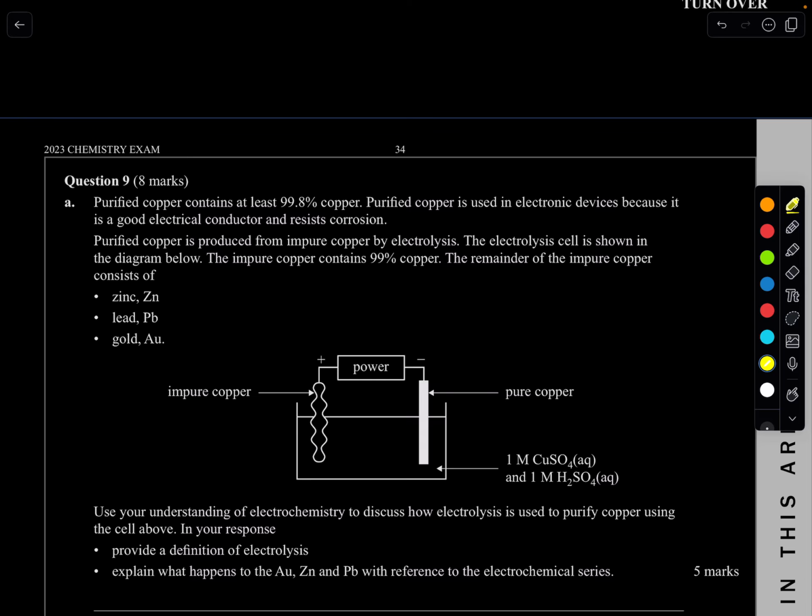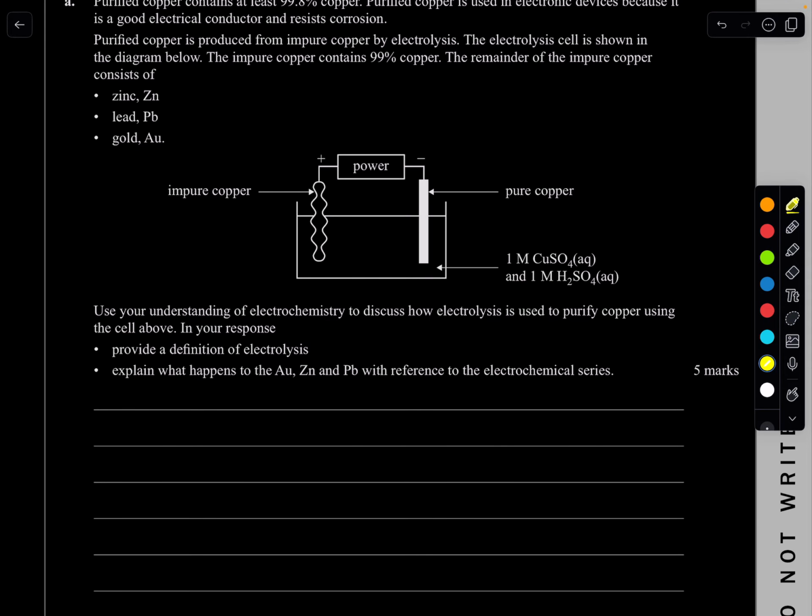Alright, what else? So we have the impure, okay. Use your understanding of electrochemistry to discuss how electrolysis is used to purify copper using the cell above. In your response, provide a definition of electrolysis. Explain what happens to the gold, zinc, and lead in reference to the electrochemical series.